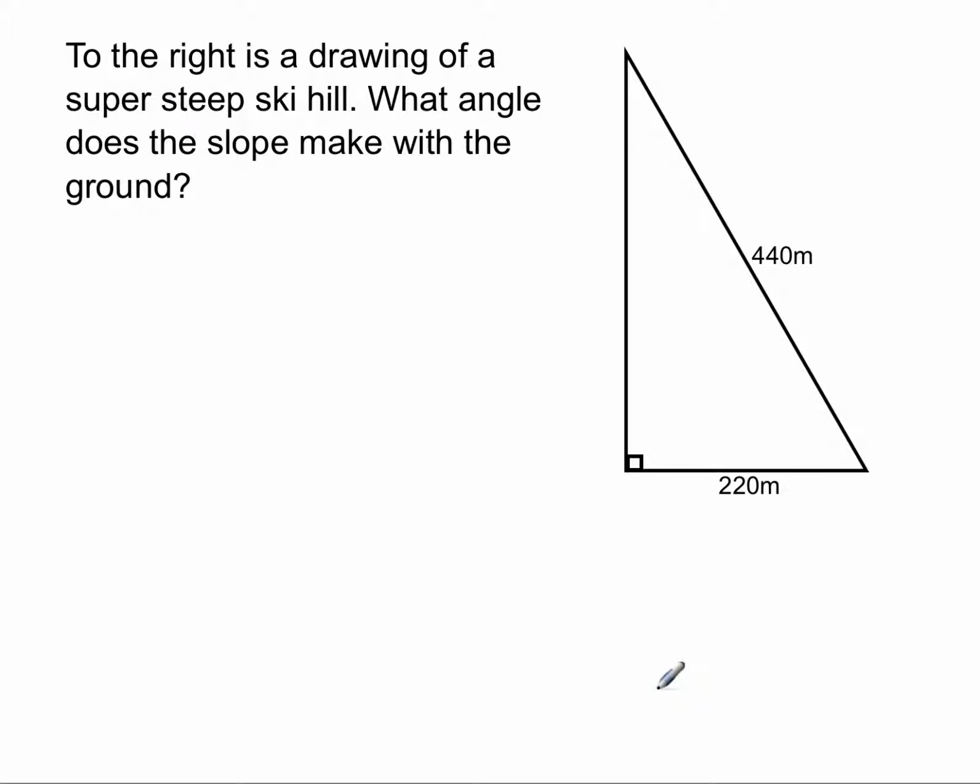Another example. This rule works the other way as well. Now, let's read this example. To the right is a drawing of a super steep ski hill. So here's the slope of the ski hill right here. What angle does the slope make with the ground? So we're looking for this angle. Well, first of all, let's name our triangle. We're going to name this one SAT, S-A-T. Okay, so we're looking for angle STA.